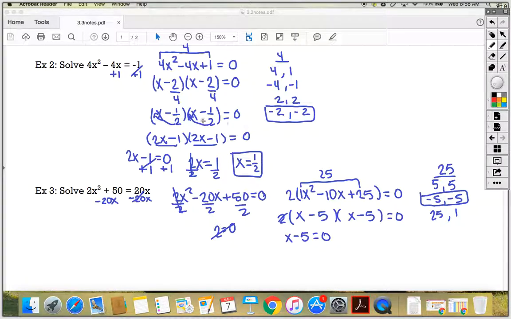Okay, this one's similar to this one up here. These are exactly the same binomial, so I really just need to do it once. I don't need to solve both of them. I'll get the same thing. So I'm just going to solve one of them, and I add 5 over, and so I get x equals positive 5. So just one solution on that one as well.